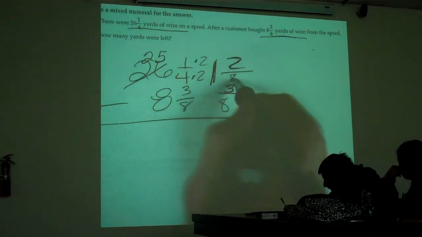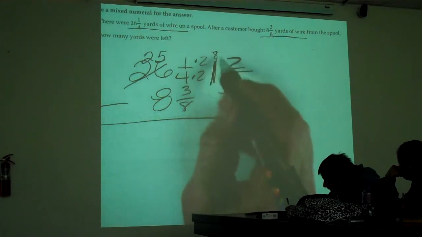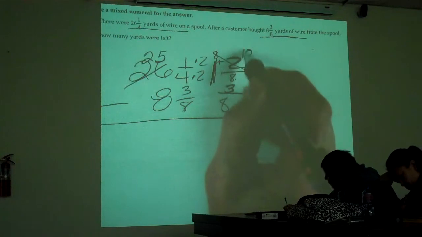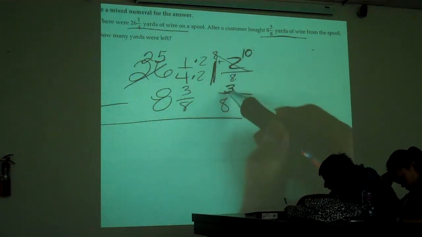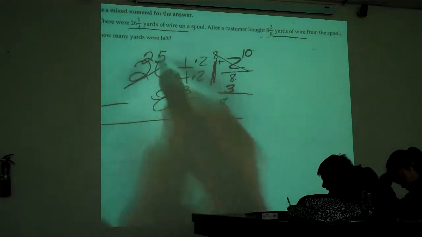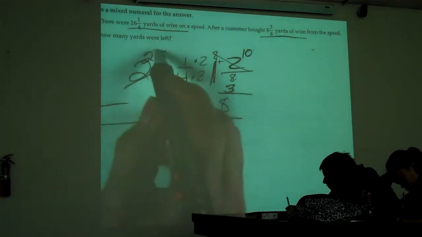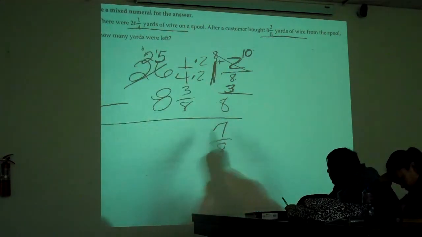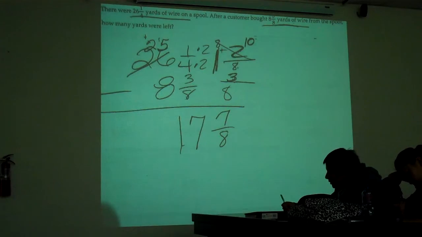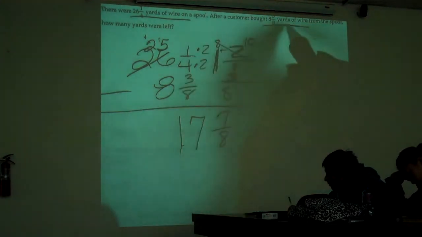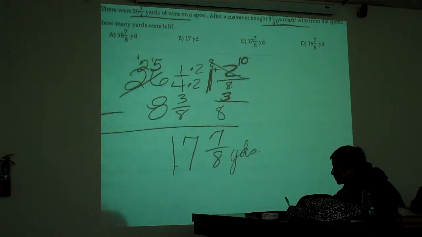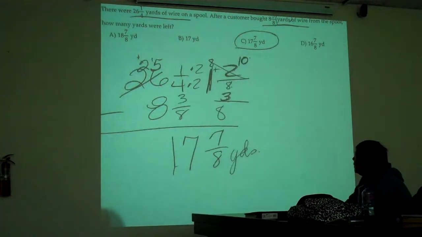Okay? 8 times 1 is 8 plus 2 is 10. Now we have 10/8. 10 minus 3, 7/8. 25 minus 8, 17. And that will not reduce. So we have 17 and 7/8 yards left.